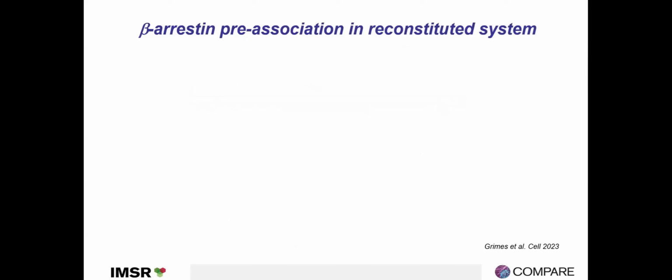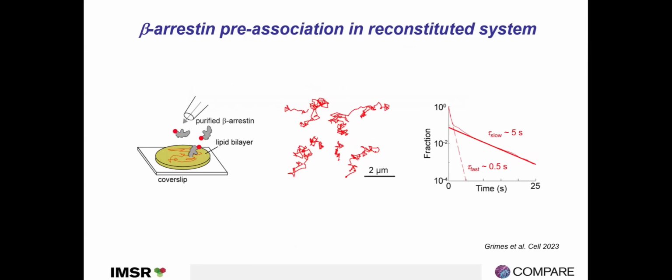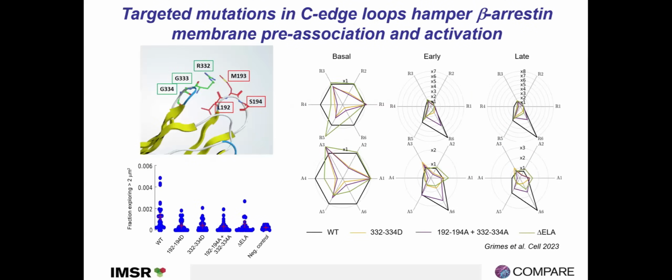And this is something we could confirm experimentally, for instance, using purified beta-arrestin and supported lipid bilayers. We take beta-arrestin, we fluorescently label it, and we add it to supported lipid bilayers. We have no receptors whatsoever in this system. And we can very nicely see that, indeed, beta-arrestin can spontaneously insert into the lipid bilayer and diffuse laterally, as shown by these trajectories here, which is very different from the textbook knowledge. And then we went to mutagenize some of the critical loops in the C-edge that we predicted would be critical for this interaction.